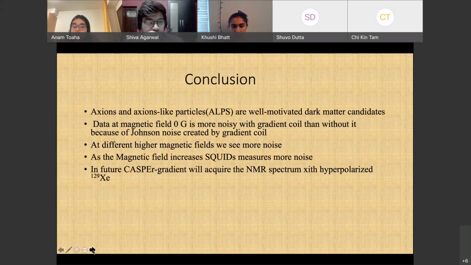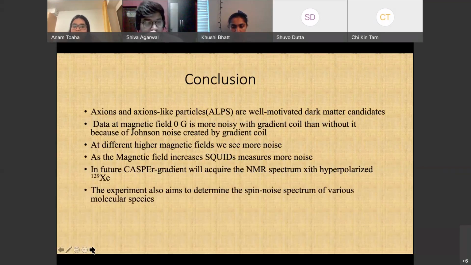In future, CASPEr Gradient will acquire the NMR spectrum with hyperpolarized xenon. And the experiment also aims to determine the spin noise spectrum of various molecular species.